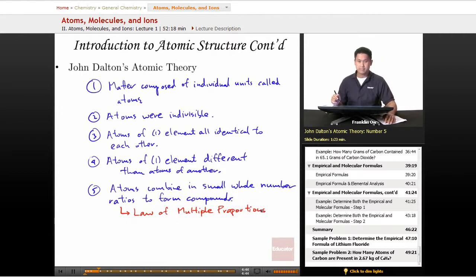Okay, I'm going to go ahead and put an asterisk next to each of the premises which we actually find not to be so true today. Atoms were indivisible. Well, that's not true because we can divide an atom in a process called nuclear fission. And so premise 2 is not completely accurate. And the next one is atoms of one element are all identical to each other. We're going to talk about this: not all atoms of the same element are identical, because atoms can exist in different forms, which we call isotopes. So that's going to be coming on later on. All right.